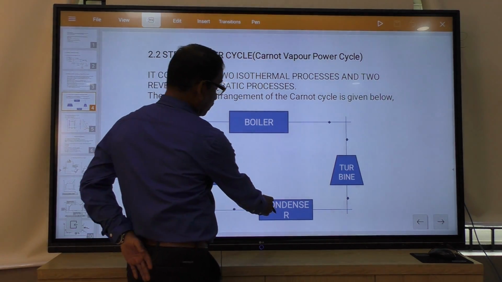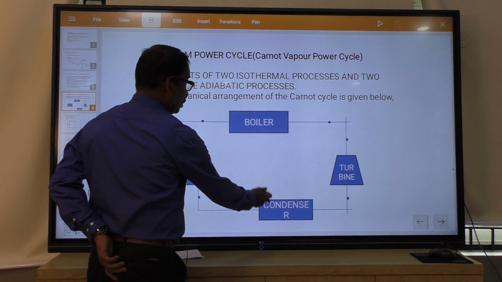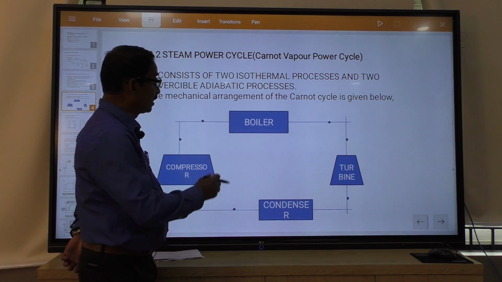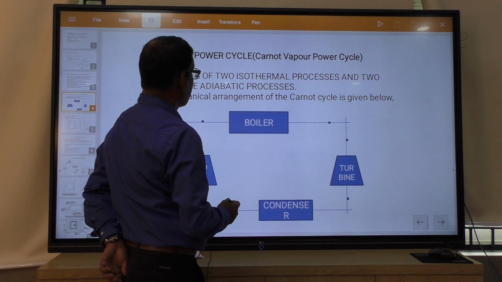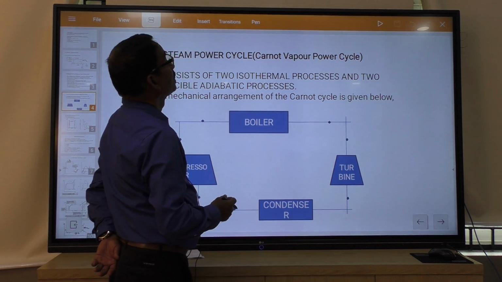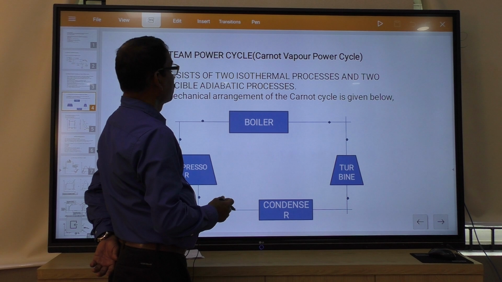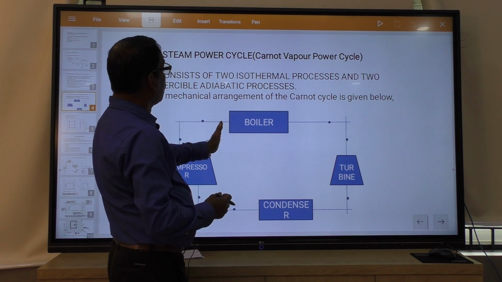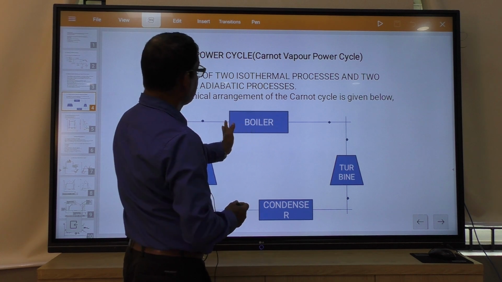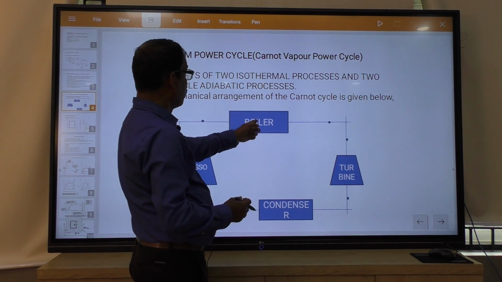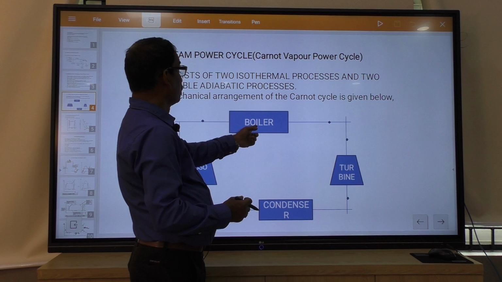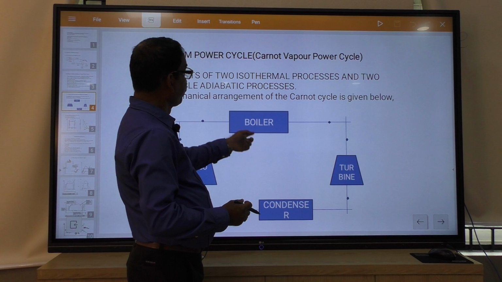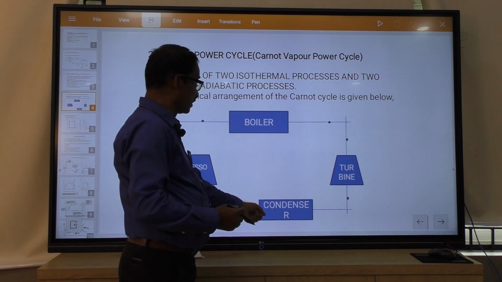Heat rejected in the condenser is also at constant temperature, that is isothermal. Isothermal means constant temperature. Remember, thermo means temperature and iso means same. So the temperature before and after the process remains the same, both in the boiler and the condenser. This is your high temperature and this is the low temperature. If you compare it to a heat engine, this is the source and this is the sink.